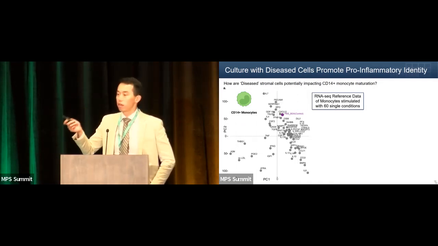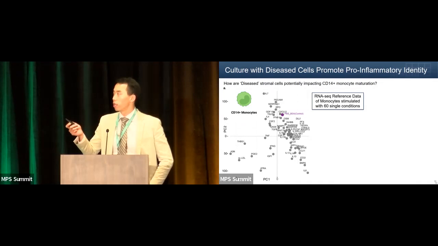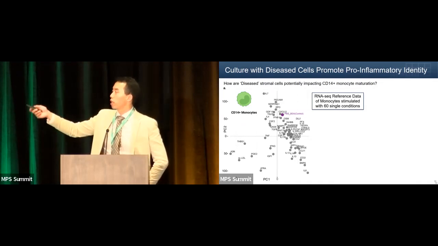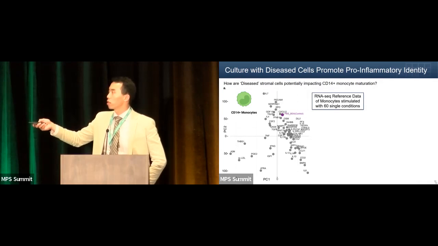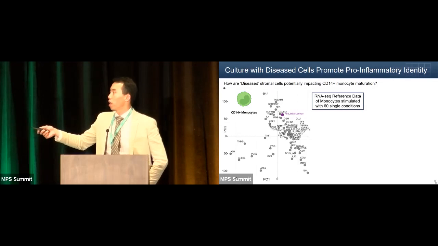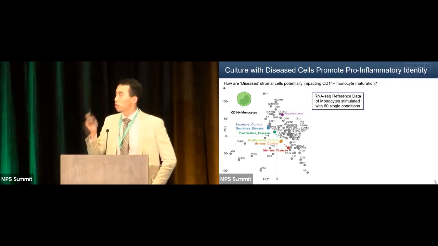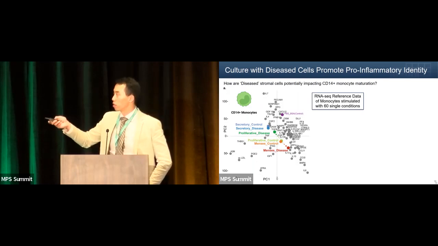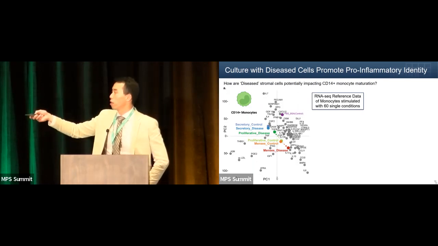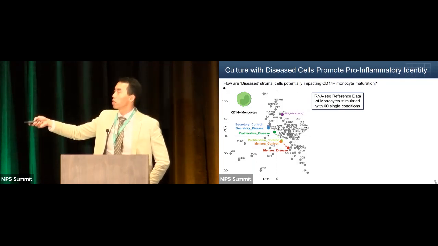a reference data set from our collaborators at the Ragon Institute, Brian Bryson, and they did a very interesting study where they took these CD14 positive monocytes and stimulated them with 60 single conditions, right? So CSF2 or IL-17, IL-7. And what we did is we took our sequenced monocyte data and plotted it on. So this PCA demonstrates that the secretory and control co-cultured monocytes don't seem to, at least on this PCA plot, be very different. But in proliferative and menses, you see this kind of drift.